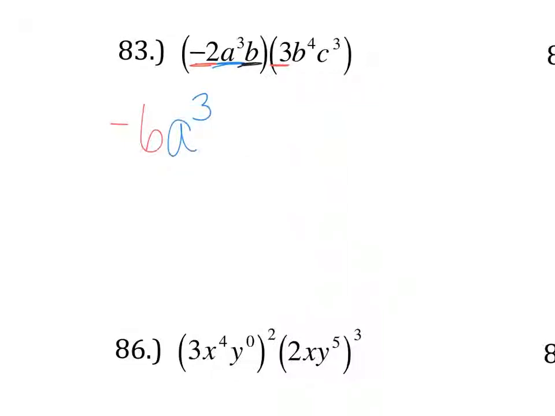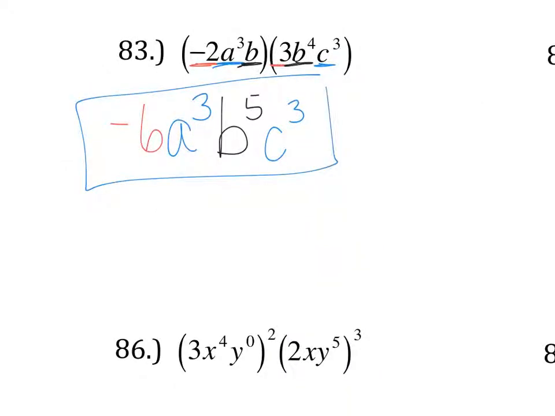Looking at our b's, we have a b in the first parenthesis and b to the 4th in the second parenthesis. So we're going to add up those b's, which is b to the 5th. And then our c, we only have one c cubed, so it's going to stay c cubed. So negative 6a cubed, b to the 5th, c cubed.